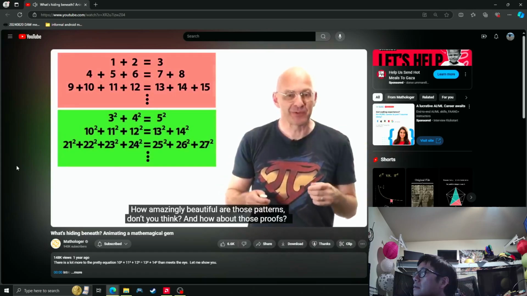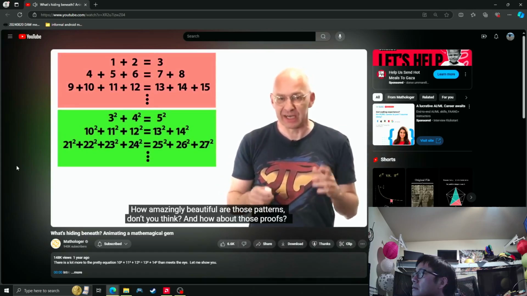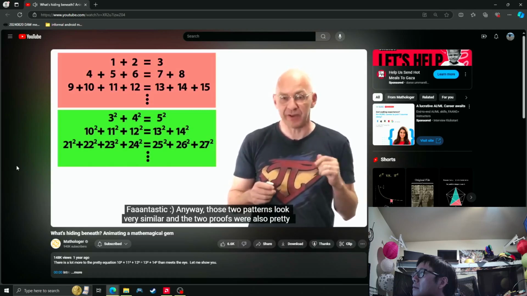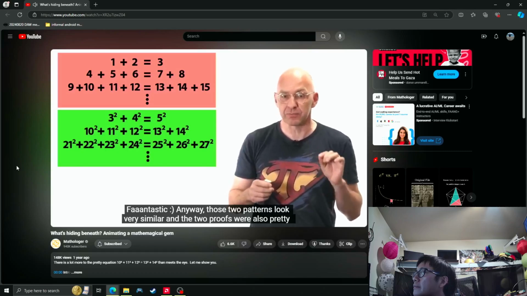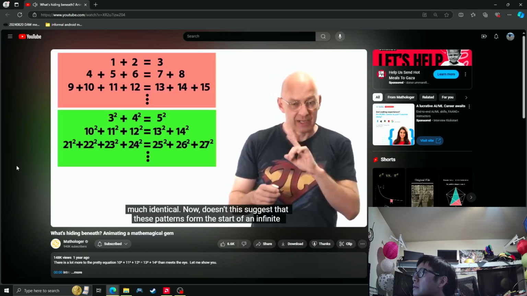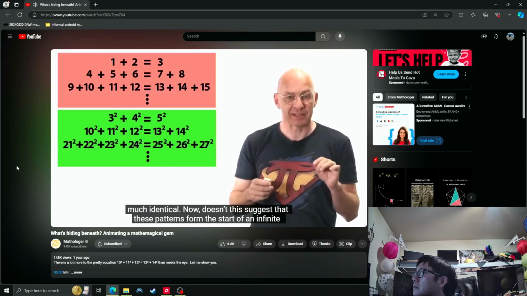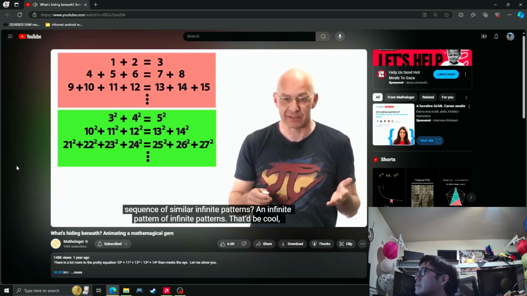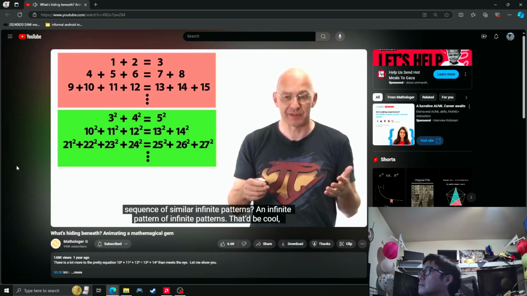How amazingly beautiful are those patterns, don't you think? And how about those proofs? Fantastic. Anyway, those two patterns look very similar, and the two proofs were also pretty much identical. Now, doesn't this suggest that these patterns form the start of an infinite sequence of similar infinite patterns? An infinite pattern of infinite patterns.